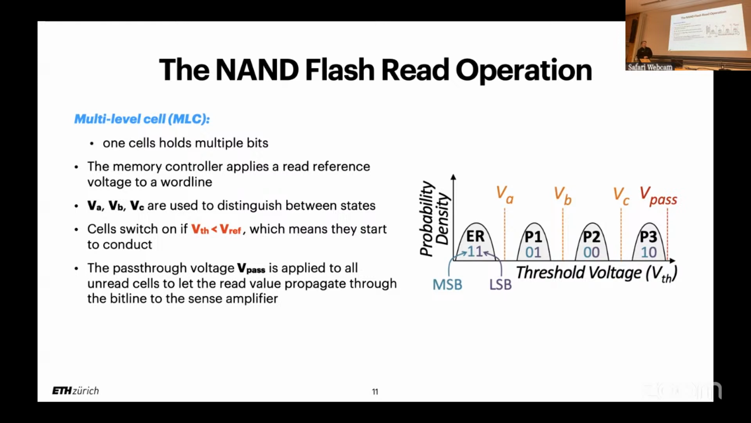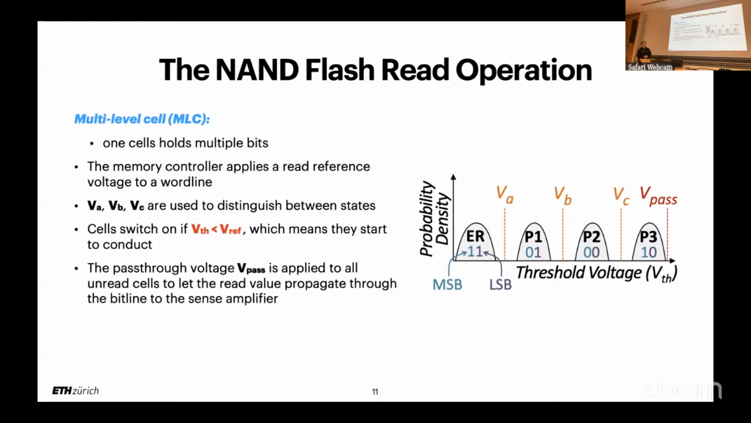And to illustrate how we would read, let's imagine that we were to program the P1 state. So the threshold voltage would fall somewhere here. And then the way we would try to read is we could apply the VA read reference voltage to the control gate, if you remember. If we were to apply this, the cell would not activate, so it would not conduct, because the threshold voltage is greater than the reference voltage. But if we were to apply the VB reference voltage, then it would activate, and it would begin conducting. And this is basically how we identify what state the cell is in.